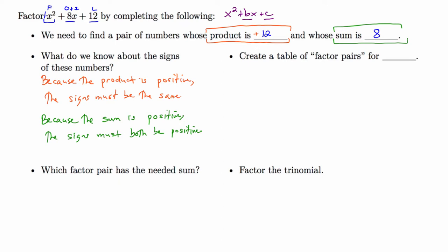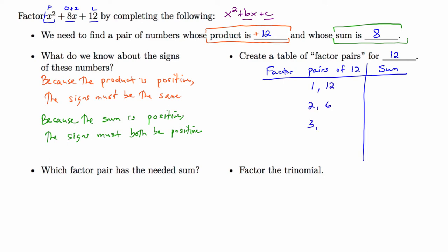Based on this information, we will now create a table of factor pairs for the number 12. We're looking for 2 numbers that multiply to make 12 and add to make 8. So our table will have one column for the factor pairs of 12, and then a separate column for the sum of those 2 factors. First, we will find all the things that multiply to make 12, keeping in mind that we're looking for integers, and based on the previous question, they must both be positive. So things that multiply to make 12: 1 and 12, 2 and 6, 3 and 4.